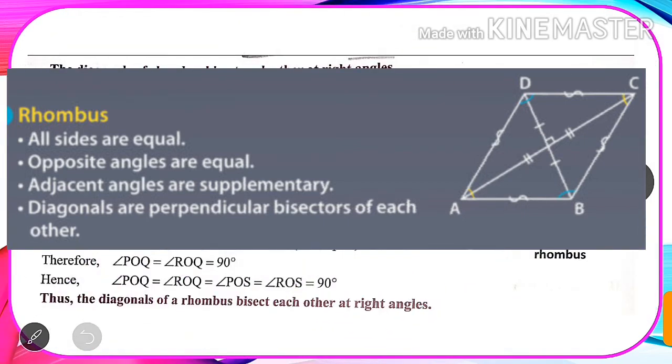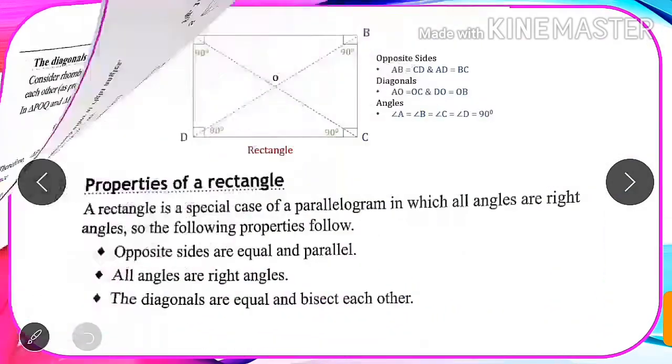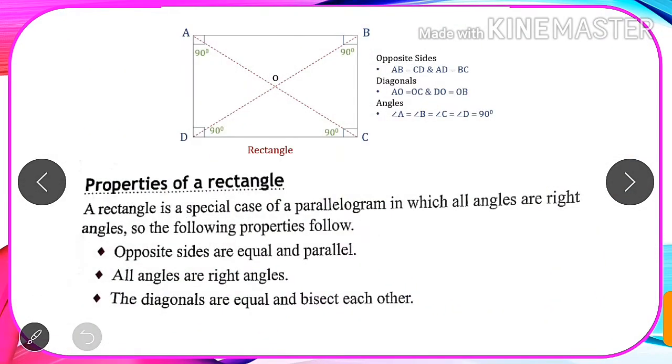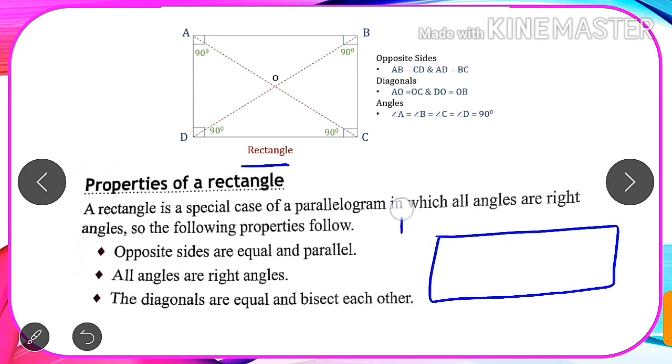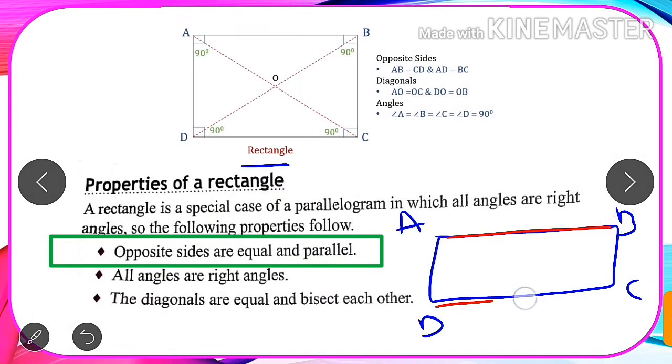So let us move to the next one. Here are the properties, and the proof of the properties of rhombus we will learn in the next class. Let us move to the next special quadrilateral, that is rectangle. So let us draw a figure. Say this one is a rectangle named ABCD. According to the properties of rectangle, this side will be equal to this side, meaning the opposite sides will be equal. AB will be equal to DC, AD will be equal to BC.